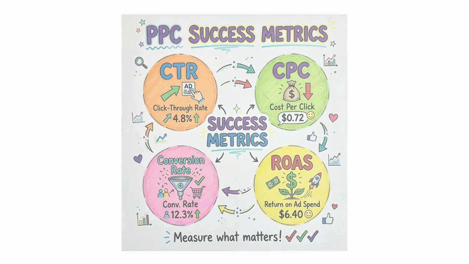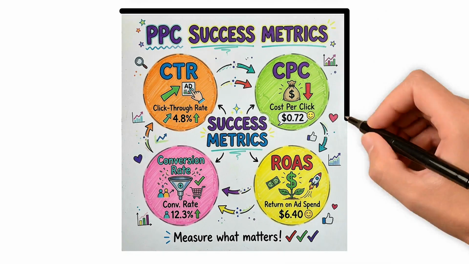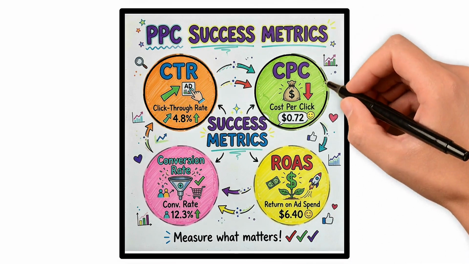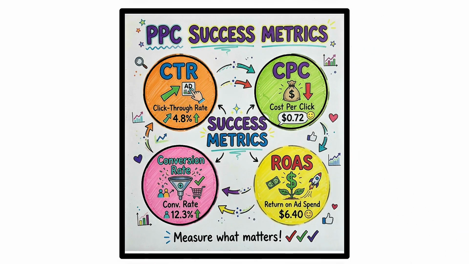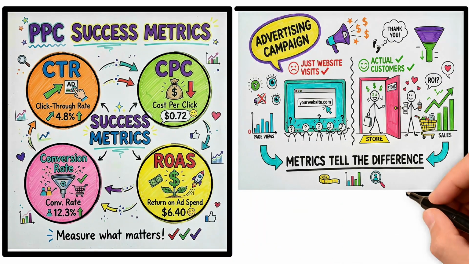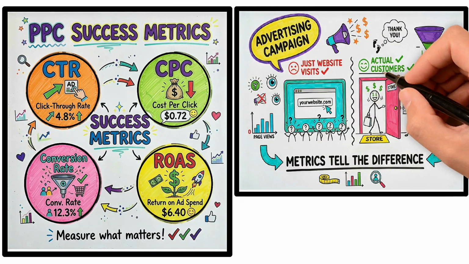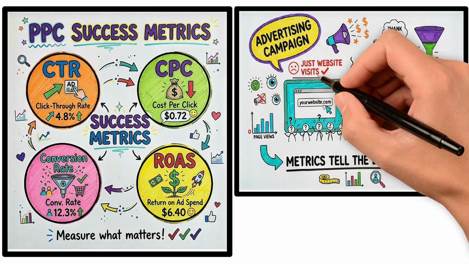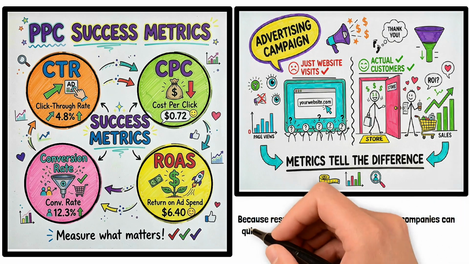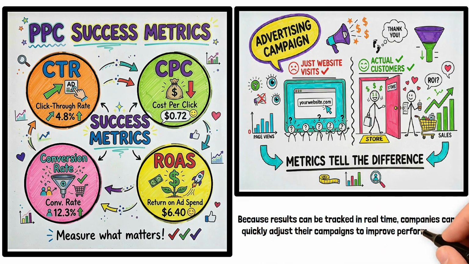Marketers also measure the success of PPC campaigns using performance metrics such as click-through rate, CTR, cost per click, CPC, conversion rate, and return on ad spend, ROAS. These metrics help businesses understand whether their advertising campaigns are generating actual customers or simply website visits. Because results can be tracked in real time, companies can quickly adjust their campaigns to improve performance.